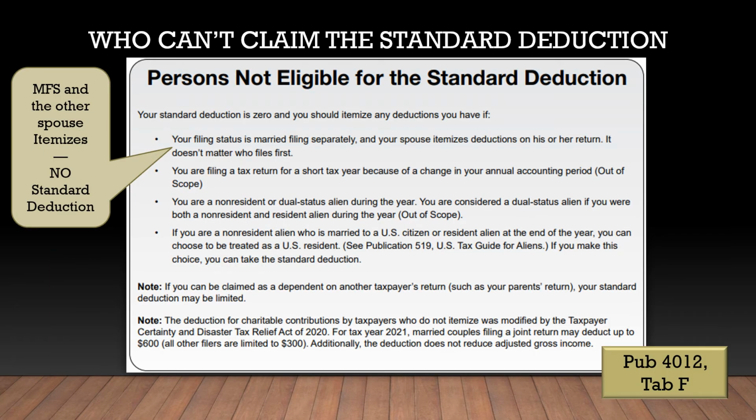There are some taxpayers who are not eligible to claim the standard deduction, and there's a list in Publication 4012, Tab F. But the big one for us to remember is for married filing separate taxpayers. If the other spouse is itemizing, then they are effectively forced to itemize as well. They would not be eligible to claim the standard deduction.